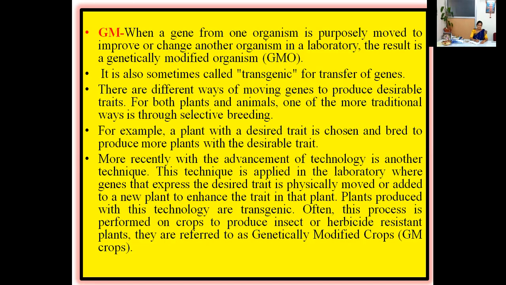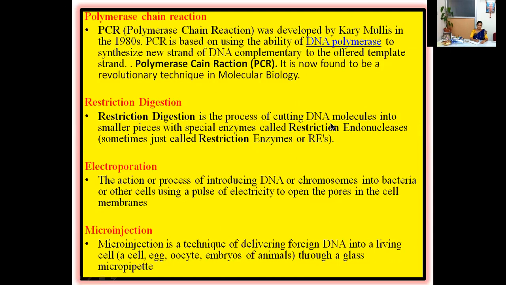Often, this process is performed on crops to produce insect or herbicide resistant plants. They are referred to as genetically modified crops, that is GM crops. So if you keep in mind what GMO is, that will be more than enough. Now let us go through PCR.